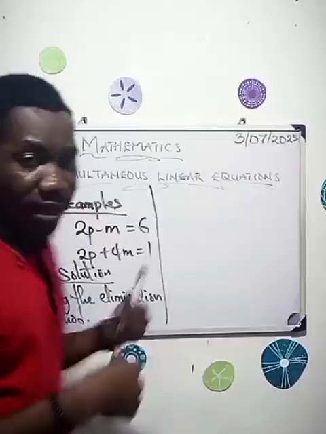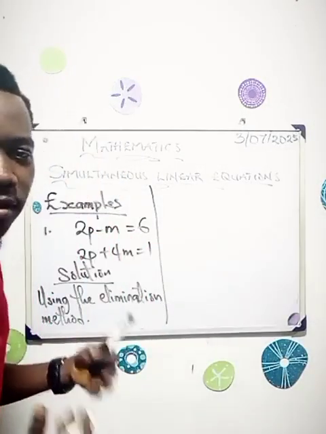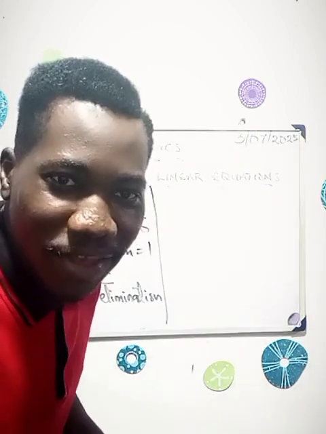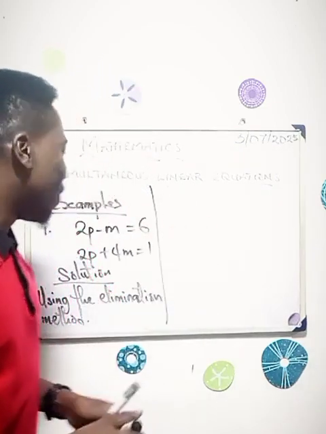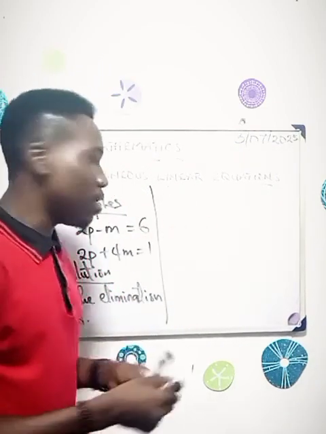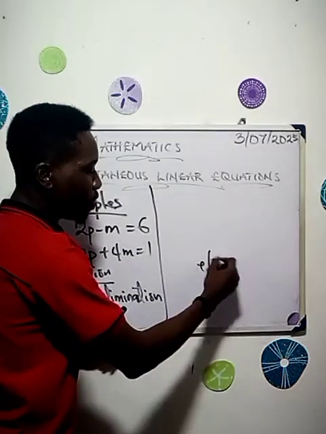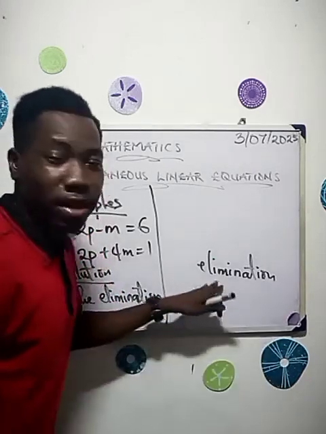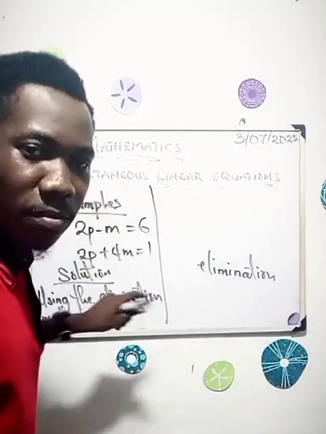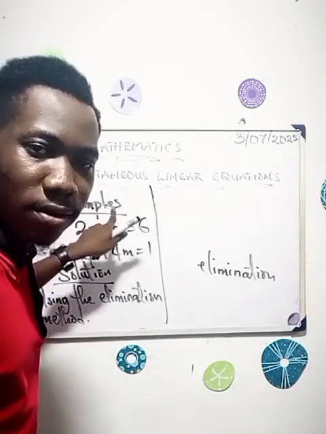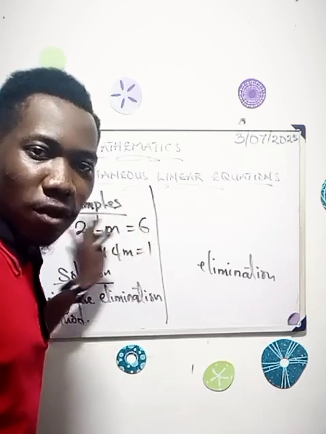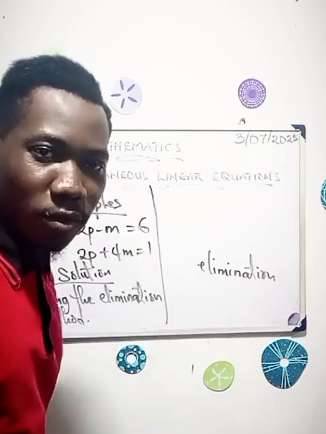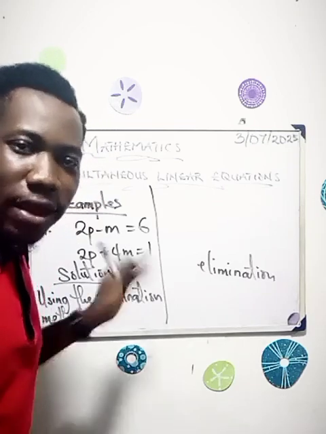So what is the elimination method about? Hello, Lady IJ, welcome. To eliminate means to cancel, right? So this is about cancelling out one, taking out one, solving for the other, then getting the value of the other one, then using it to solve for the first one you eliminated. So that's what it's about.